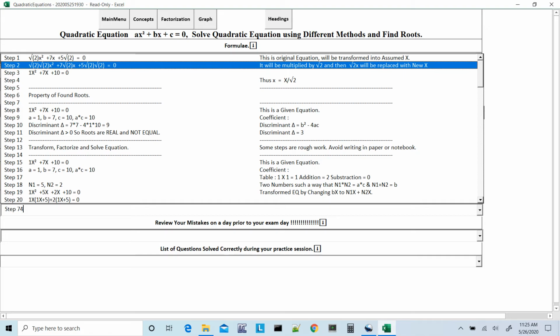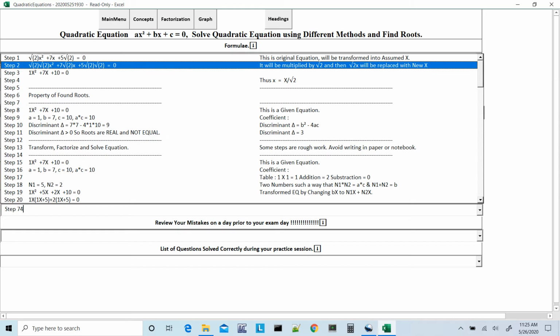So how do you do that? What is the trick here? Now pay attention. Look at step number 2. What we have done here, since square root of 2 is giving you trouble, if you multiply any square root by itself, you get an integer, right? Square root of 2 into square root of 2 is 2. That is square root of 2 square. So your first step is you multiply this equation with square root of 2.